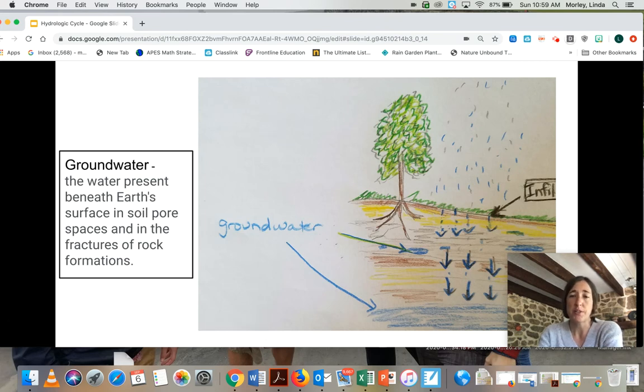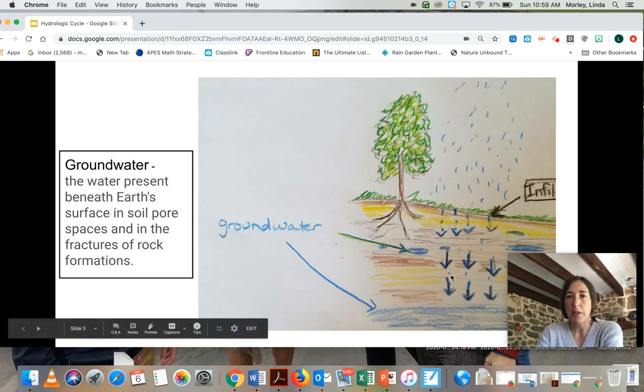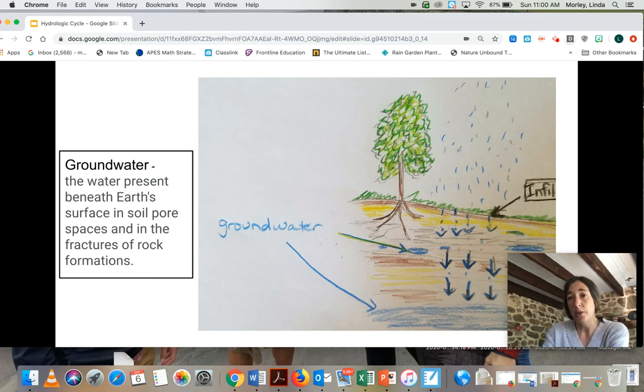And this is part of the water cycle because water will end up as groundwater, but it doesn't stay there. It'll either come up through springs, or the water does continue to flow. It flows towards rivers, it flows towards the ocean, so it will come out of the ground eventually.